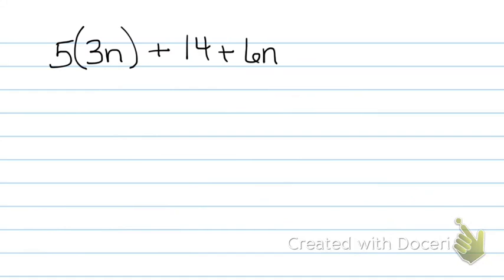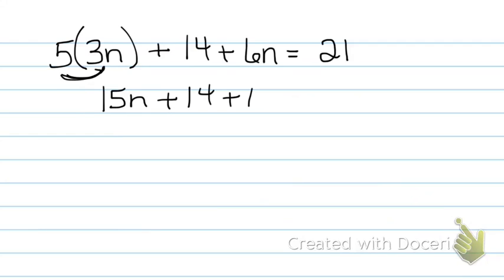The next one, number 4, is kind of crazy the way they have it. I'm not sure why they did this. Put down 5 times 3n plus 14 plus 6n equals 21. This I call a bit odd, only because there's only one person living in the house, as opposed to 2 for the past couple of days. Only 5 gets multiplied to 3n, nothing else. So it's 15n plus 14 plus 6n equals 21.